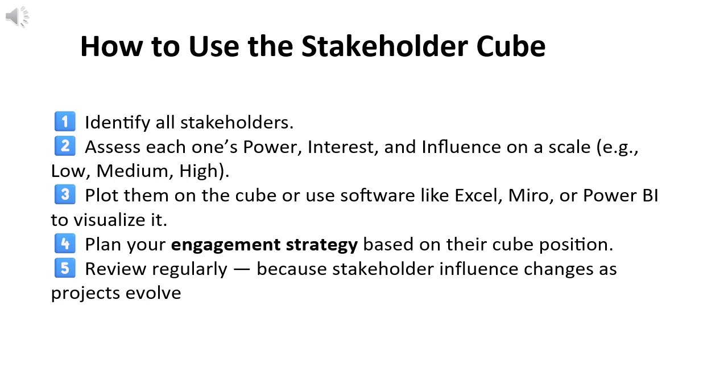1. Identify all stakeholders. 2. Assess each one's power, interest, and influence on a scale, e.g. low, medium, high. 3. Plot them on the cube or use software like Excel, Miro, or Power BI to visualize it. 4. Plan your engagement strategy based on their cube position. 5. Review regularly, because stakeholder influence changes as projects evolve.